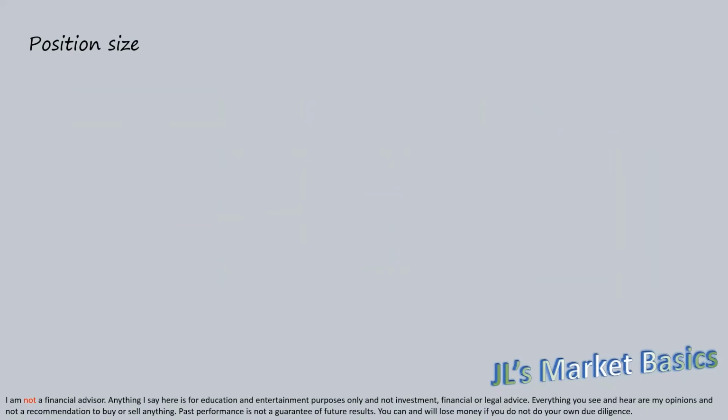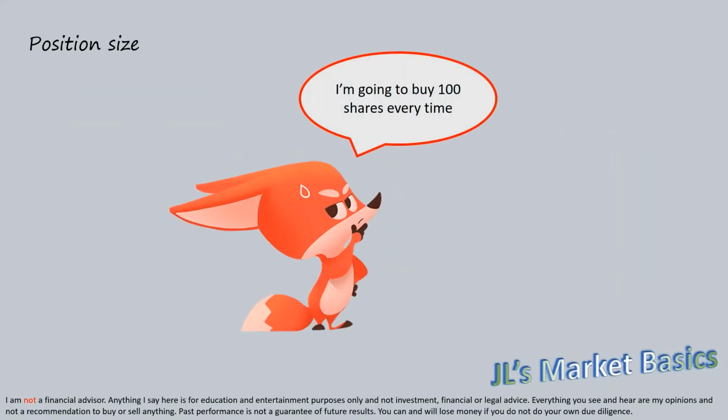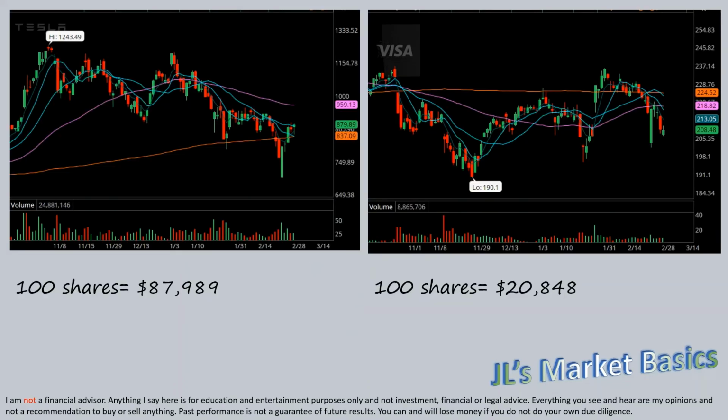This brings us to the topic of how to get a good position size. Using the mentality of buying X amount of shares for all positions is not a practical approach. Share prices vary and so should the position size. For example, buying 100 shares of Tesla is about $87,000, but buying 100 shares of Visa is only about $20,000. For most new traders, buying 100 shares of either would require a large portion, if not all of their portfolios.